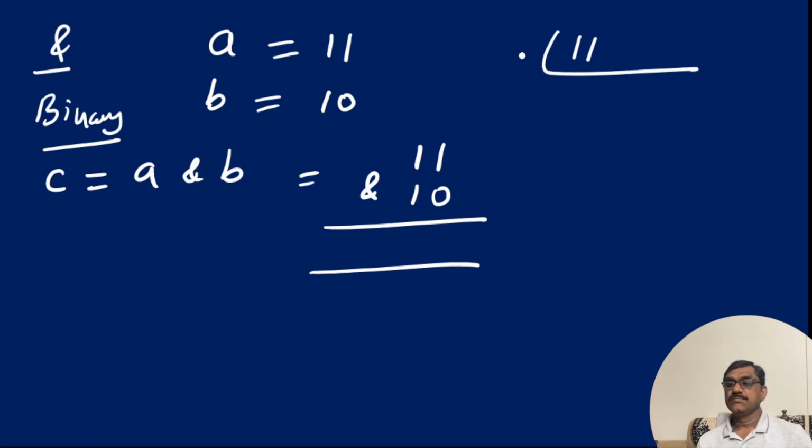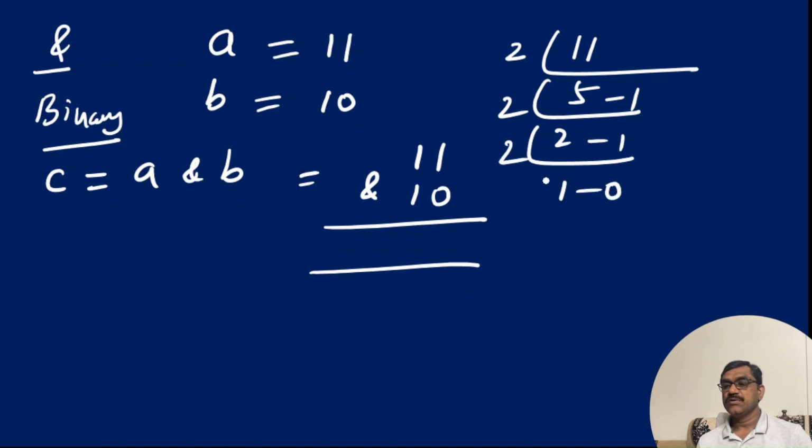Now, to perform this operation, first take the number 11 and convert it into binary. 2 5s are 10, the remainder is 1. 2 2s are 4, the remainder is 1. 2 1s are 2, the remainder is 0. 2 0s are 0, here we are taking this 1. Now its equivalent value is 1011 base 2. 1011 is the binary equivalent of 11.